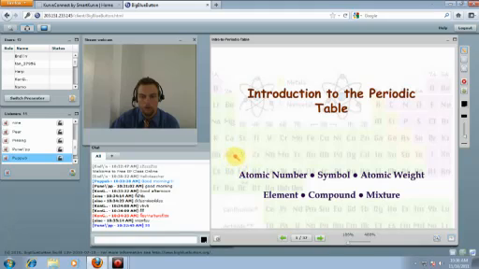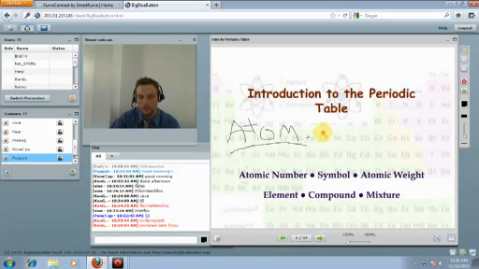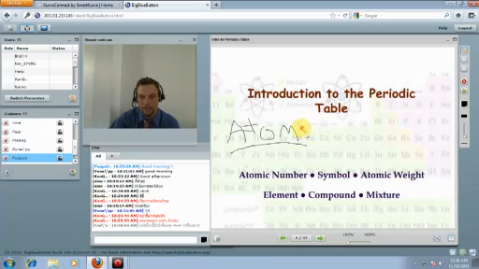So this is very messy. Okay, so the atom. What does this word mean? This word means uncuttable, cannot be cut. So this is the smallest unit of anything in our world.